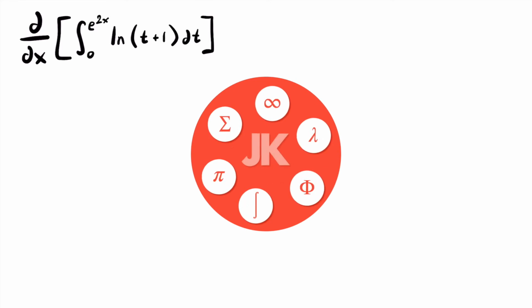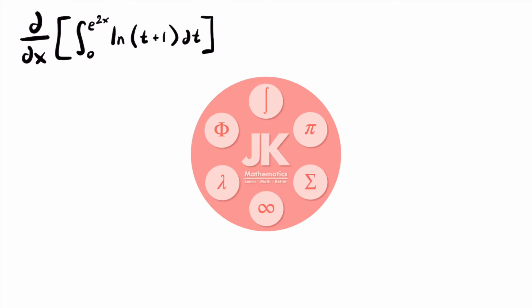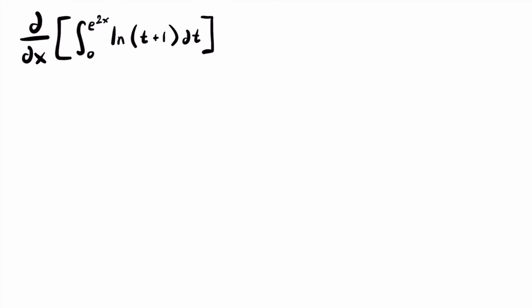So here we want to use the fundamental theorem of calculus to find the following derivative. We have the derivative with respect to x, or d/dx, of the definite integral from 0 to e to the power of 2x of the natural log of t plus 1, and we're integrating with respect to t.